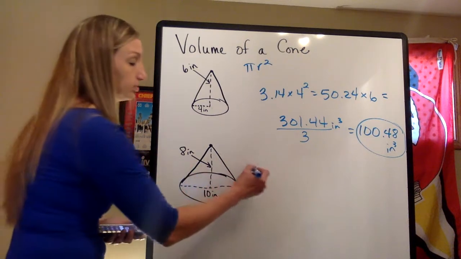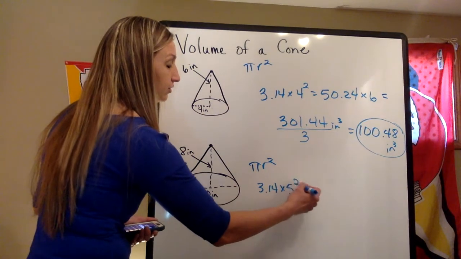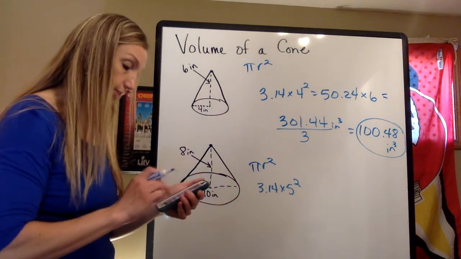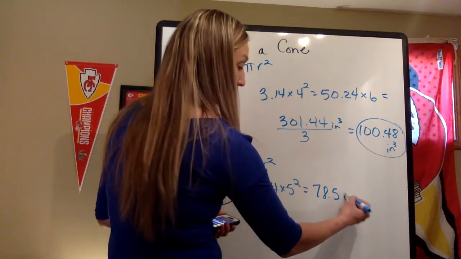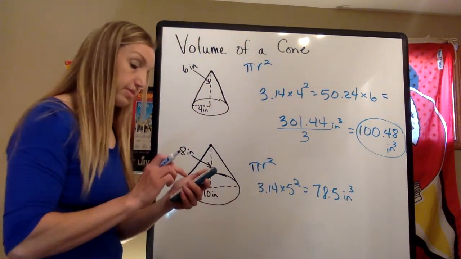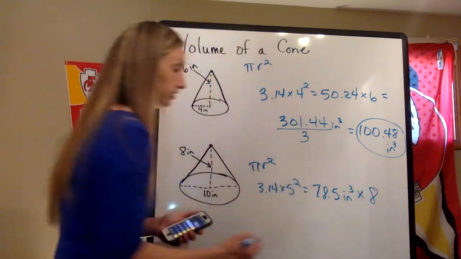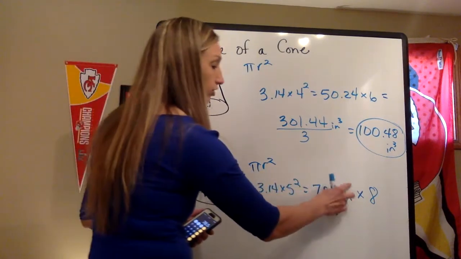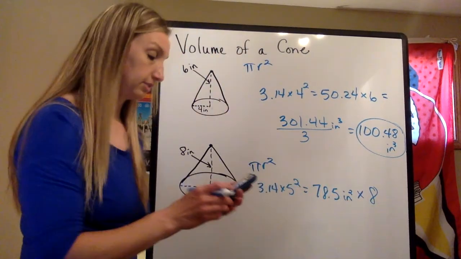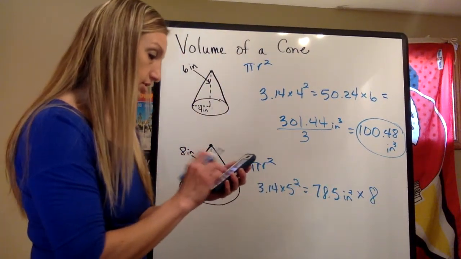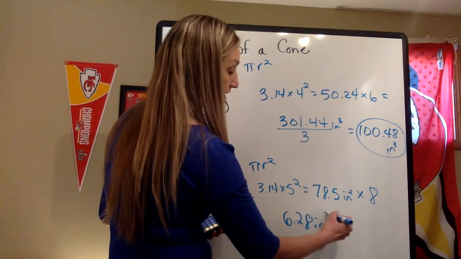Okay, let's look at the next one. Area of the base, pi times radius squared. So I'm going to punch in 3.14 times 5 squared. So 3.14 times 25. That gives me 78.5 inches squared. Okay, times the height, almost forgot. So times 8, okay, time out, we're not in inches cubed right here. That was just inches squared because that's area of the base. Now I'm doing times the height, which is 628. Now I'm in inches cubed.